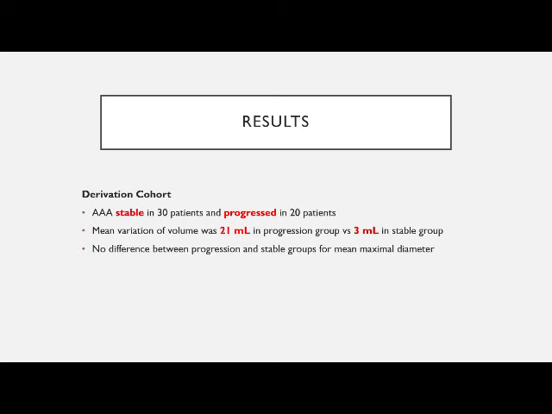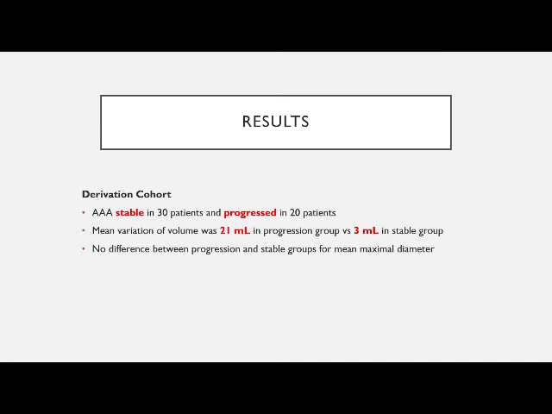A very interesting thing to keep in mind is that the mean variation of the volume was 21 milliliters in the progression group versus 3 milliliters in the stable group. Within this cohort, 21 versus 3. So there is no difference between the progression and the stable groups for the mean maximal diameter. So this is interesting. The mean maximal diameter stayed the same, but the volume changed. So first tip to keep in mind when we're comparing these two methods.